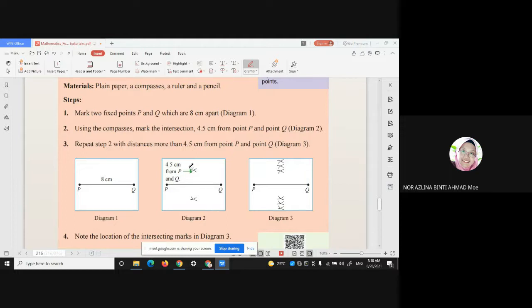Let's say you use 5 cm. So you get this curve: 5 cm from P up and 5 cm from P down, 5 cm from Q up and 5 cm from Q down. You can see this in the diagram.